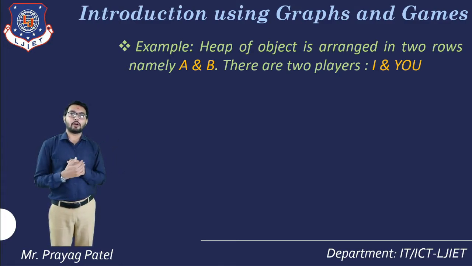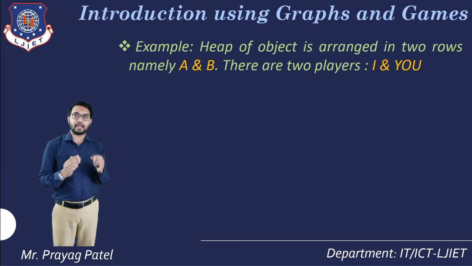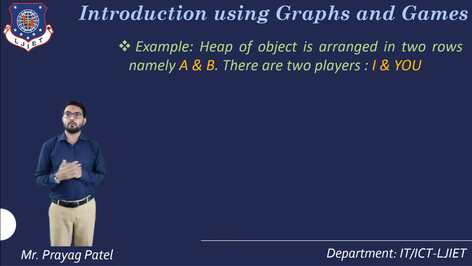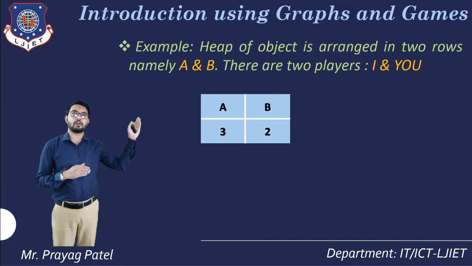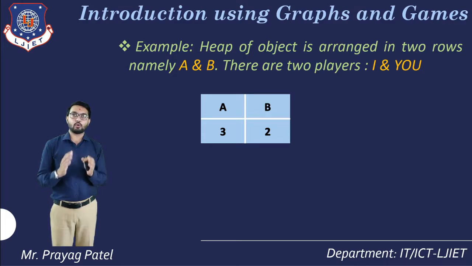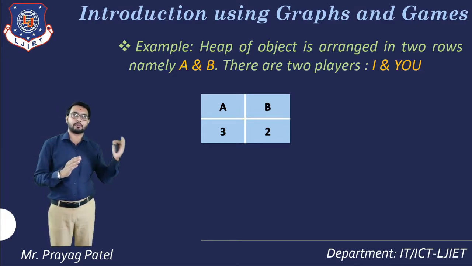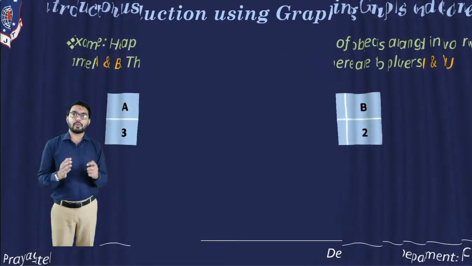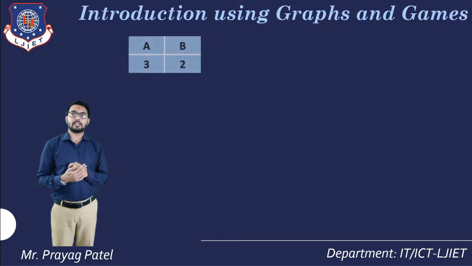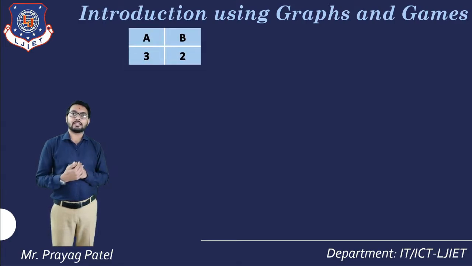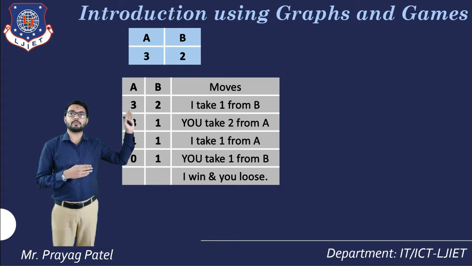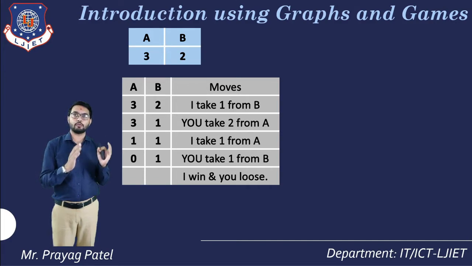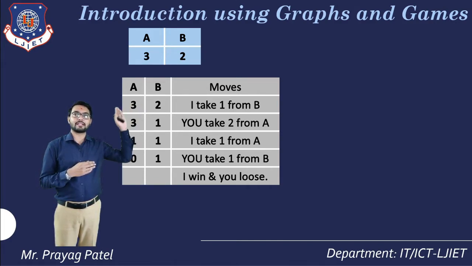For example, heap of objects is arranged in 2 rows, namely A and B, and there are 2 players, I and U. So here consider the 2 heaps of objects A and B. In first heap A 3 objects are there, in second heap B 2 objects are there. Now here 2 players are there, first player is I and second player is U. So consider the possibilities one by one. Here consider the initial state of objects A and B as 3, 2. So we can say that the third column is considered as moves.